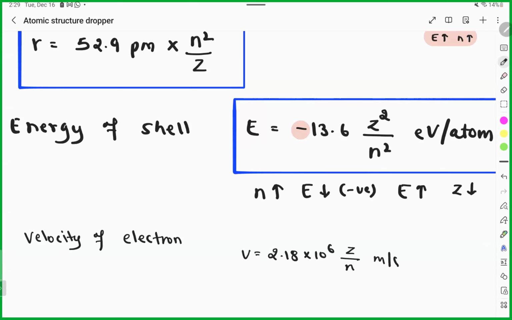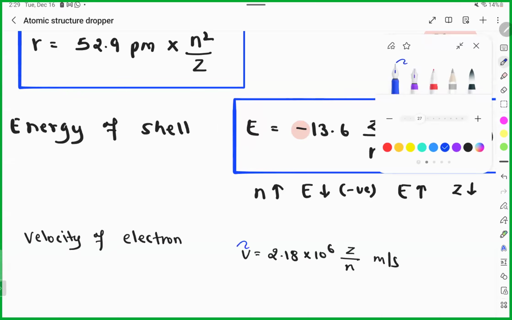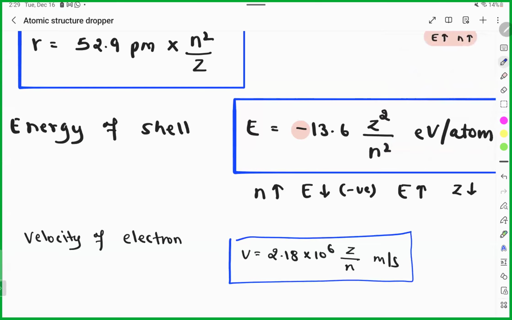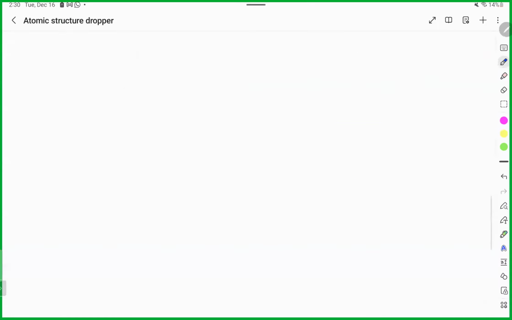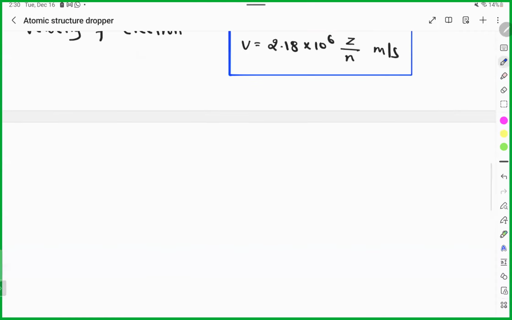meter per second. Again, in first instance, I'm not telling any of you to remember all these numbers. Don't remember anything. Just understand the logic. If you increase n, radius increases, that is more than enough. Z increases, r decreases, best. Nothing else is required. No number is required, whether it depends upon n square or n cube. No, not in the first instance. Understood?